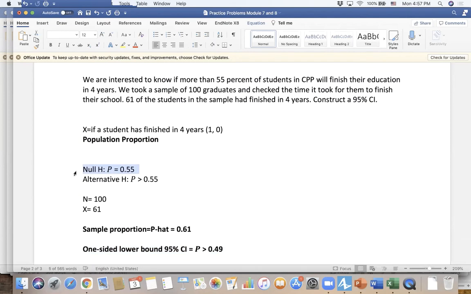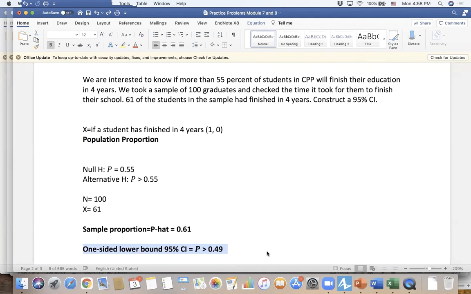Does your hypothesized P fall in the interval? What is your hypothesized P? 0.55. 0.55 is your hypothesized value for P. That's your hypothesis. Does this value that you hypothesize fall somewhere in the confidence interval? Does that value fall in your confidence interval?